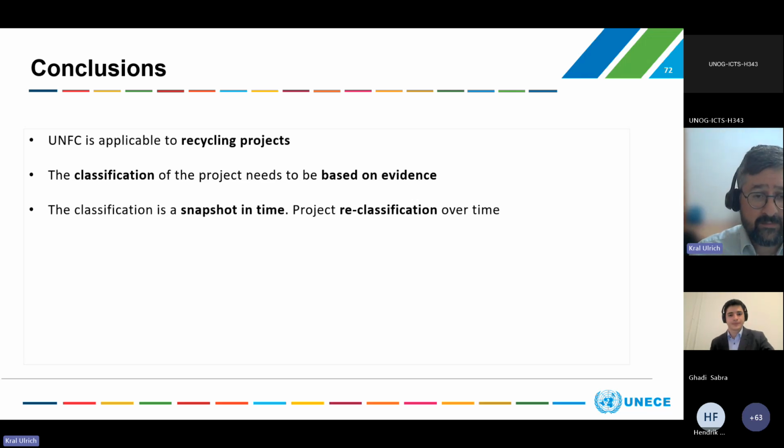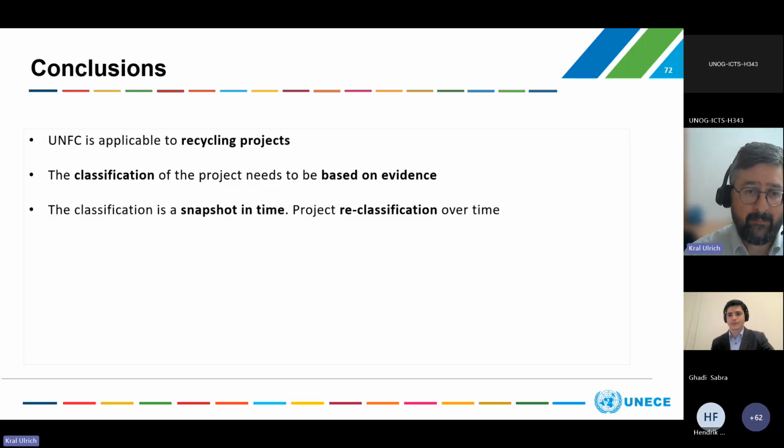The third, and this is the last point, is that each classification, no matter if you're looking at minerals or anthropogenic resources, is a snapshot in time. It's a classification at a specific effective date. And the framework conditions, but also the feedstock, can change over time. And if there are significant changes in these project settings and in the definitions, a reclassification of the project might be needed. And this is where the beauty of the UNFC comes into play, because you see the evolution of the viability of the project over time.